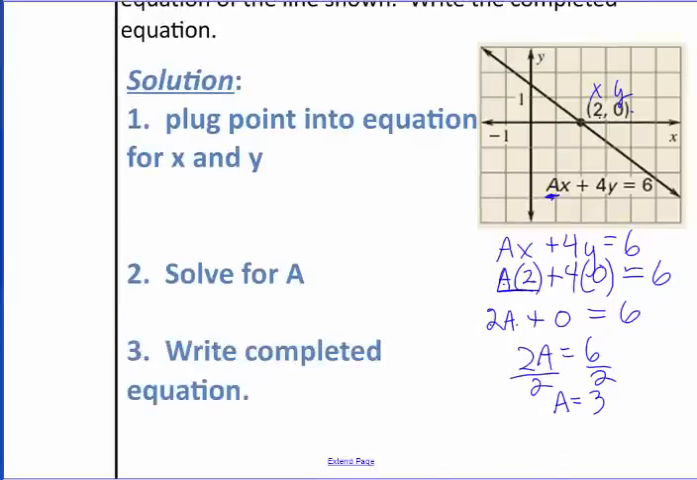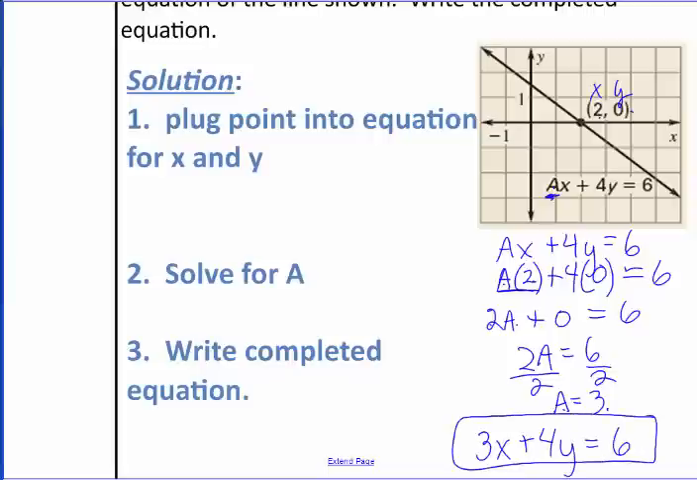Then last, you're going to write your completed equation. So this is the a, so that's the number that goes in front of the x. So that's 3x plus 4y equals 6. That is my standard form equation for the graph shown.